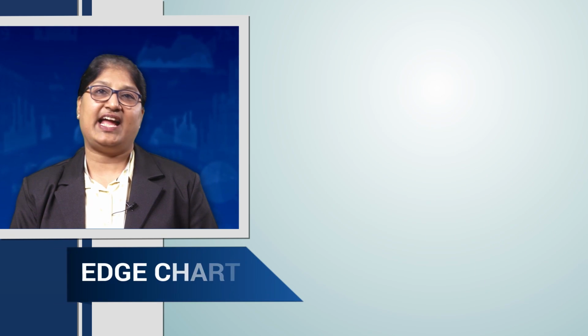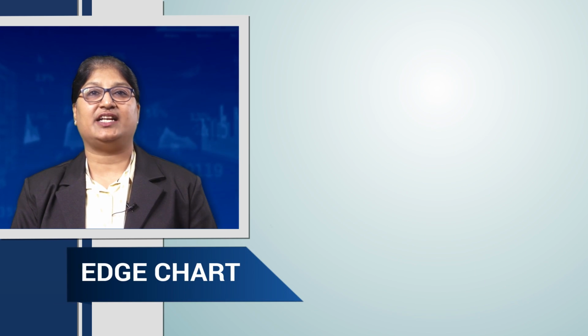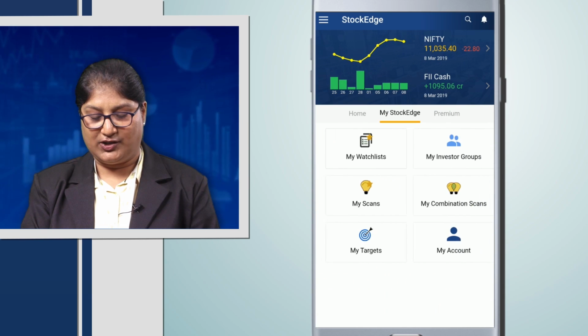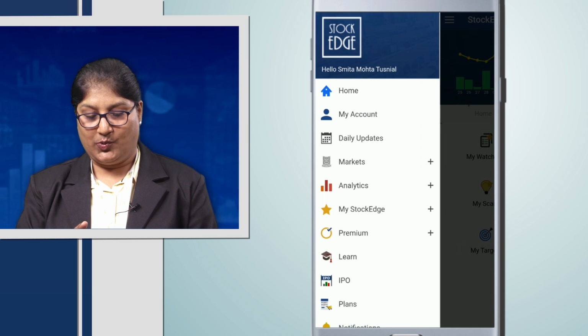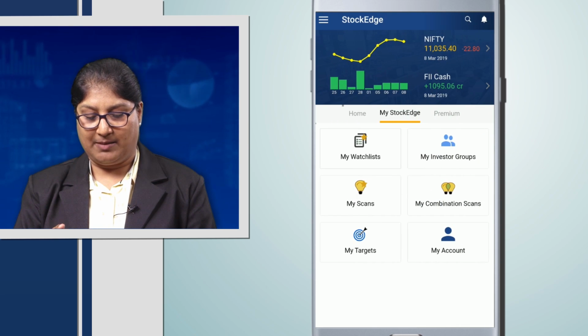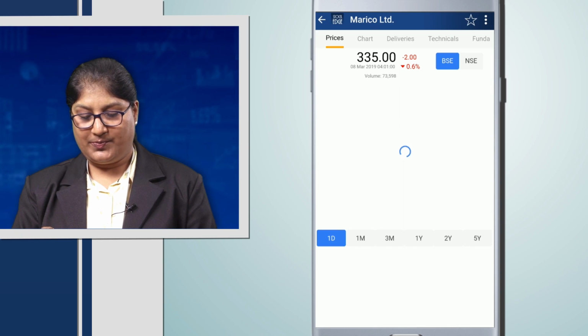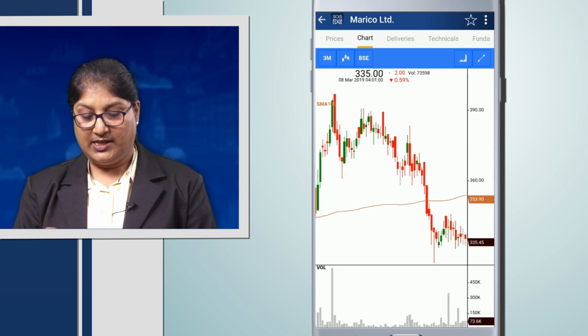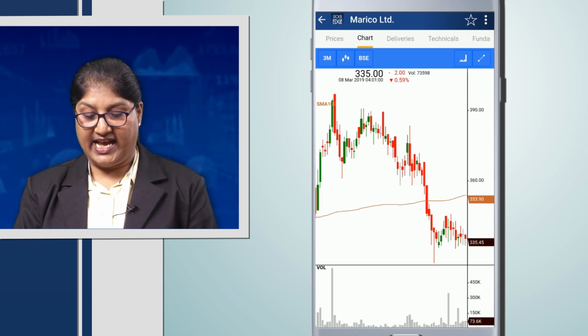An interactive Edge chart, which is a unique charting tool within the Stockedge platform, where you can plot, like I will show you here, when you type the name of any company and then you go to the technicals. In these technicals we have the chart. So under this you see an Edge chart.